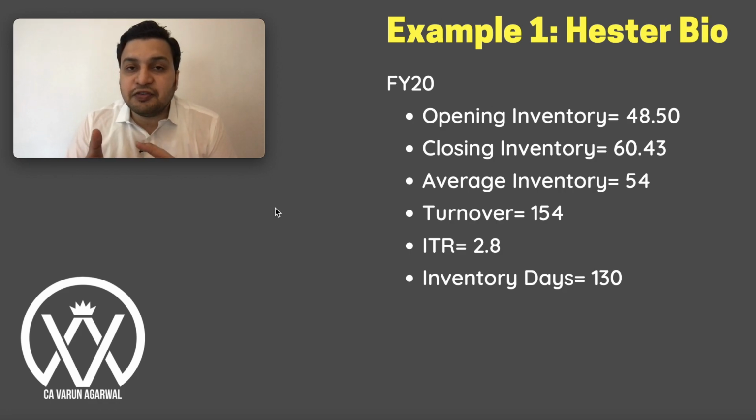Now, what does this signify? 2.8 ITR signifies that the inventory turnover ratio is very low. The company is taking a lot of time to sell or manufacture their inventory, and that is why the inventory days are 130. So at any given time, the company has to keep the stock for about 130 days in their godown.